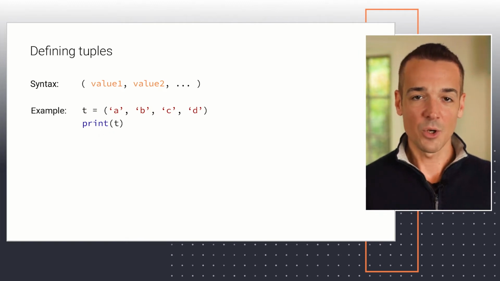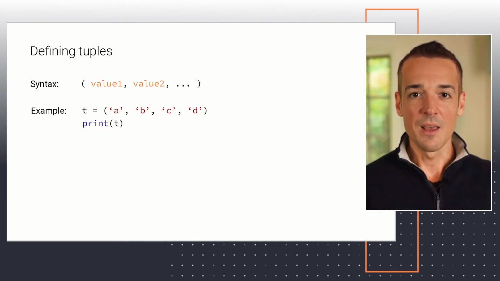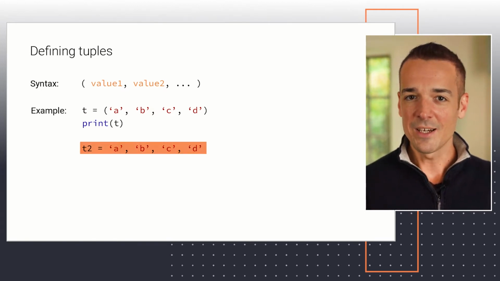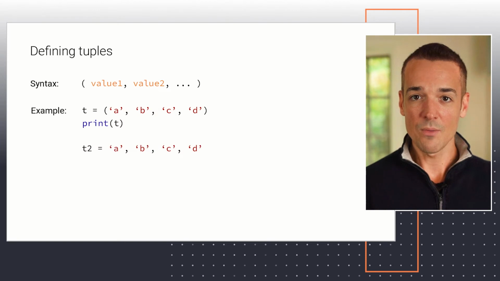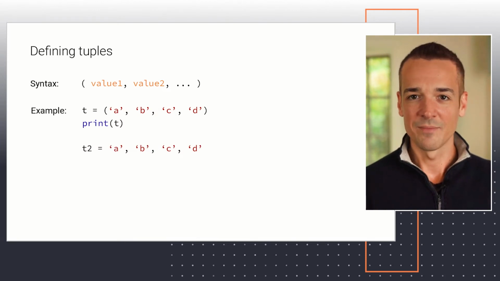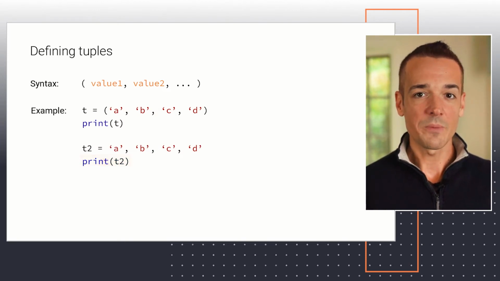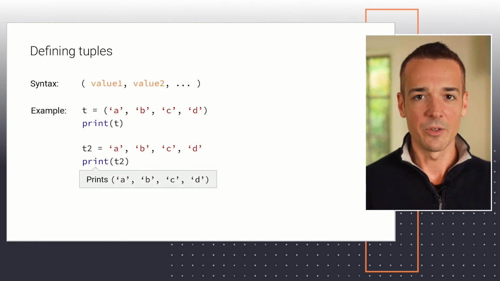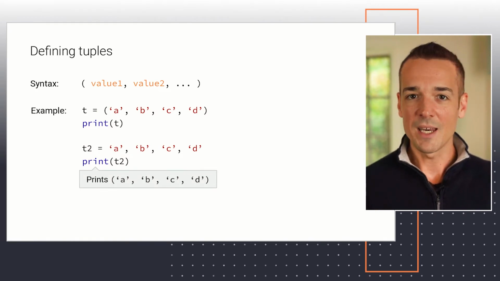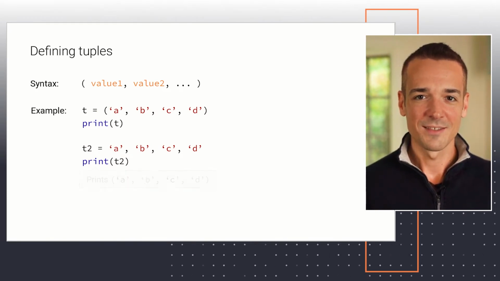Python supports a shorthand notation to create tuples, based on omitting the surrounding parentheses altogether. Here, we're creating tuple t2 with the same 4 strings as t. When printing t2, we observe the same output on the terminal, including the parentheses that we omitted in its definition.